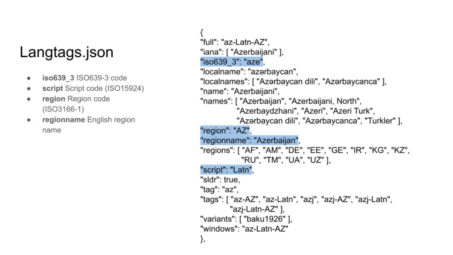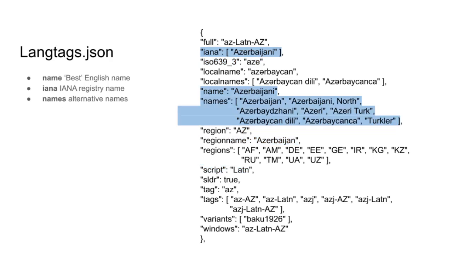Other information that's in the record. Well, there's the ISO 639-3 code. So the 3-letter code, even if there's only a 2-letter code needed for the tag, we put that in so you can find it. We break out the region and the script, and we even give you an English name for the region for those who need it. So it saves you having to parse tags. You can just pull all this information out from the JSON file.